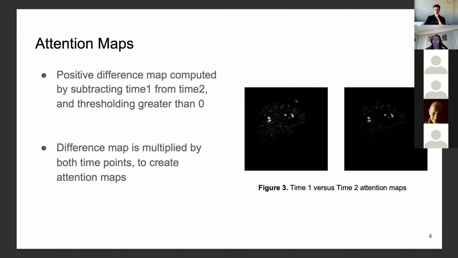For the attention maps, a positive difference map is computed by subtracting time 1 from time 2 and then thresholding greater than 0. This difference map is then multiplied by both time points to create an attention map for each of time 1 and time 2. The attention maps provide temporal differences to be learned by the model, and they also increase the number of patches sampled, so we are able to have more patches in the training data.